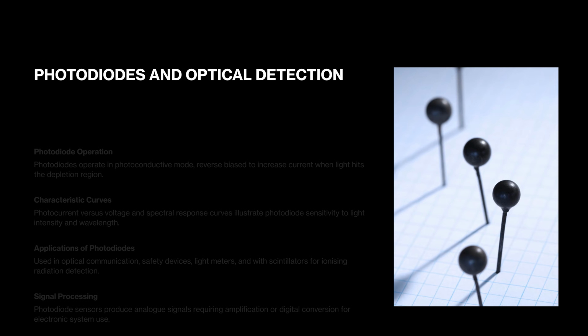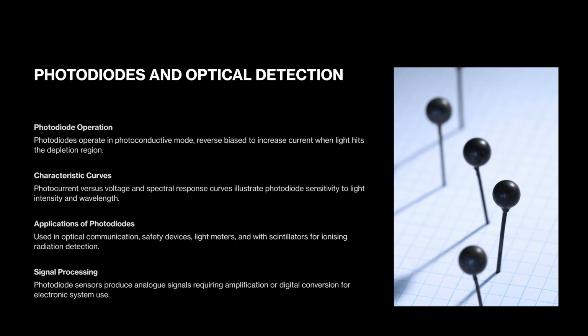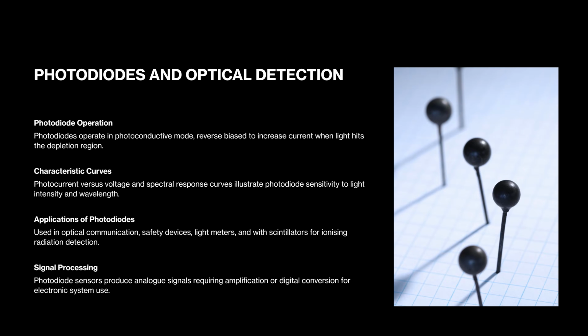Photodiodes and optical detection, Hall effect sensors, and magnetic field measurement. Photodiodes are semiconductor devices designed to detect light and convert it into an electrical signal. Photodiodes are considered in photoconductive mode, where they are reverse biased so that incident photons increase the current through the device. When light of sufficient energy strikes the depletion region, electron-hole pairs are created, increasing the photocurrent. The magnitude of this current depends on the intensity and wavelength of the incident radiation. Photodiodes have important applications in optical communication systems, light meters, and safety devices.